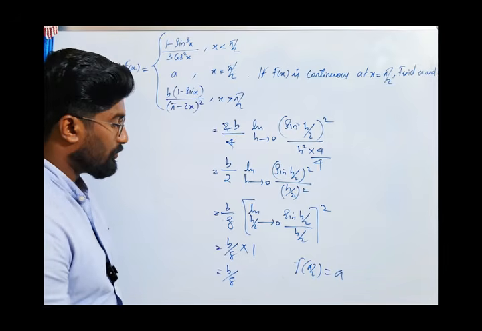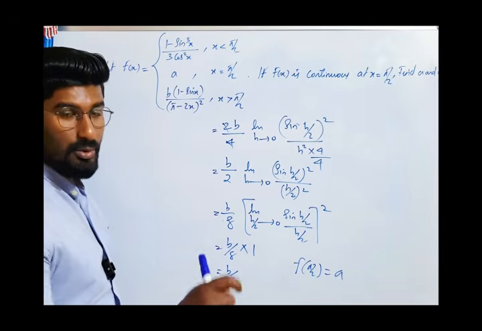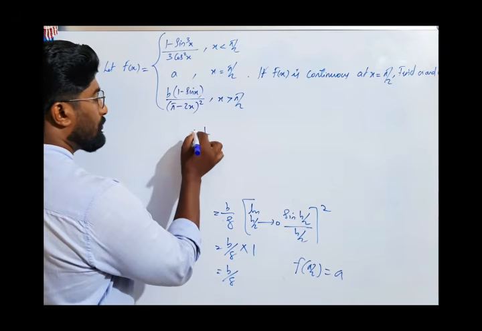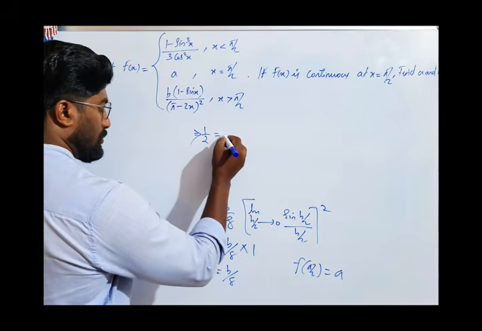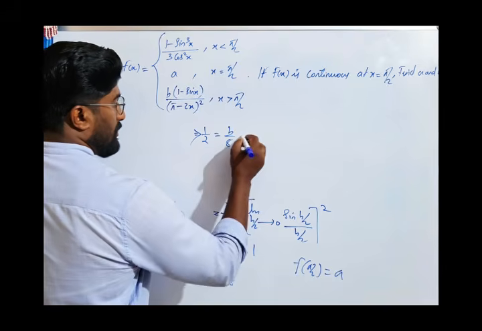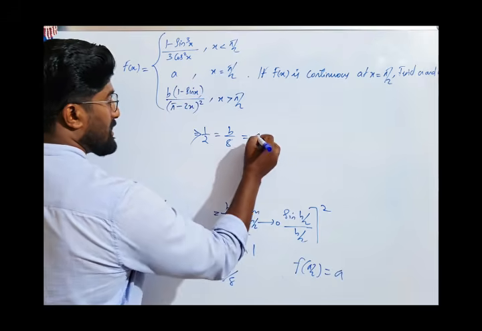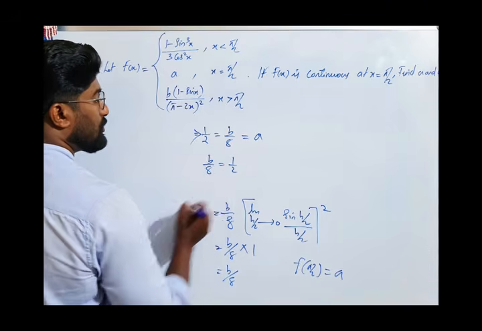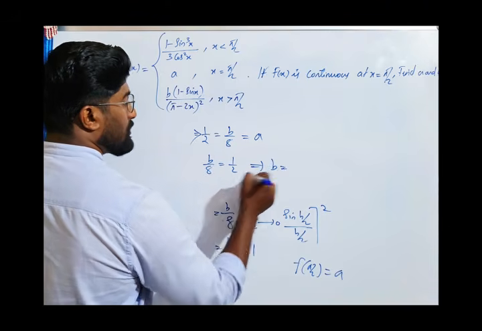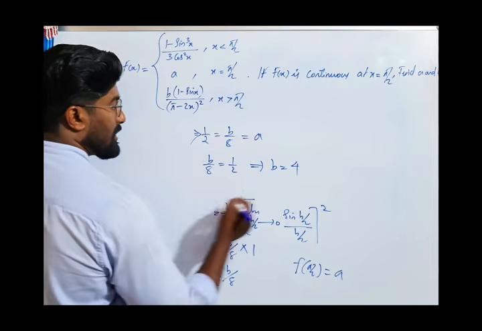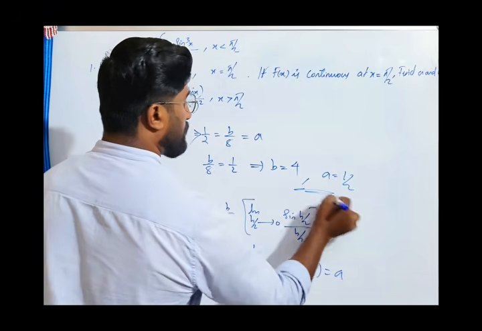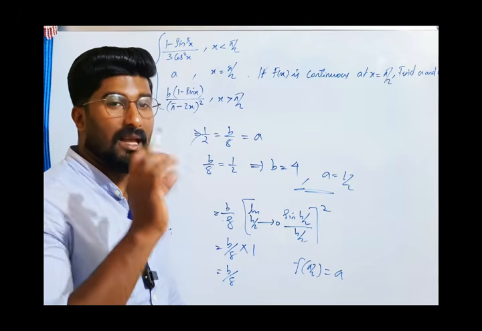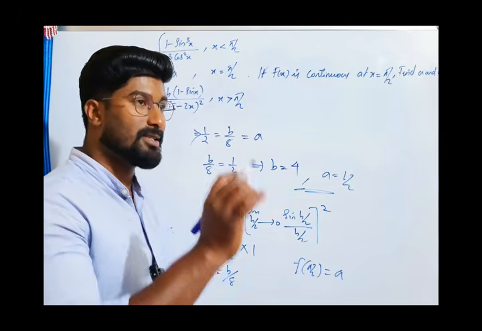Now we have all those three results. We have to substitute all these in equation number 1. So limit x tends to pi by 2 minus f of x is 1 by 2, and limit x tends to pi by 2 plus is b by 8, that is equal to the value of the function, that is a. Now you can equate that. So when b by 8 is equal to 1 by 2, you will get b is equal to 8 by 2, that is equal to 4, and the value of a is equal to 1 by 2. It's very easy.